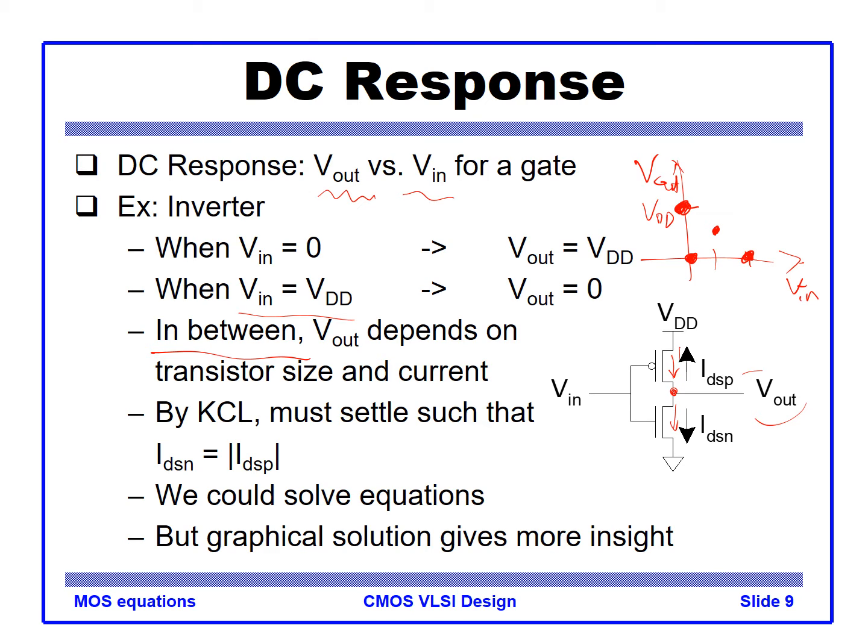This is the point where IDSN equals IDSP, the PMOS current and NMOS current are equal, with this relationship. If you continuously monitor and extend the transfer curve, eventually it will look like this. We can find this curve by solving the equations, but the graphical solution gives more insight than solving the mathematical triode and saturation equations. So we'll go through it.